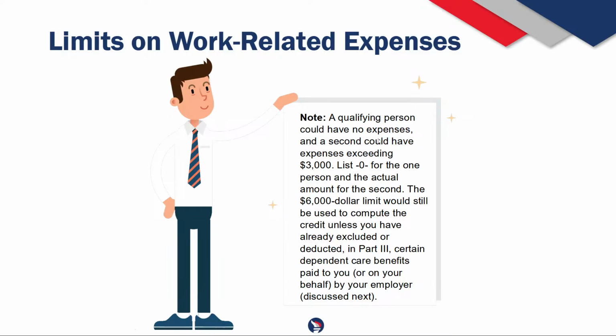One qualifying person could have no expense, and the second could have expenses. List 0 for the person that actually didn't, and the amount for the one that did. The $6,000 limit would still apply. So they're both in daycare, but one of them's free. Maybe one of them's being paid for by the state. That's a possibility. And the other one's not. Well, I still have a $6,000 pool.